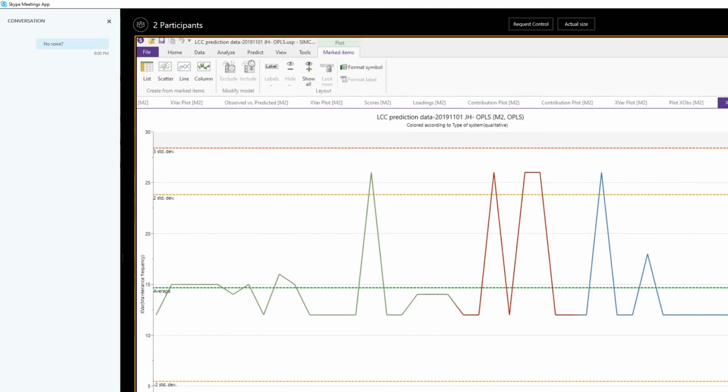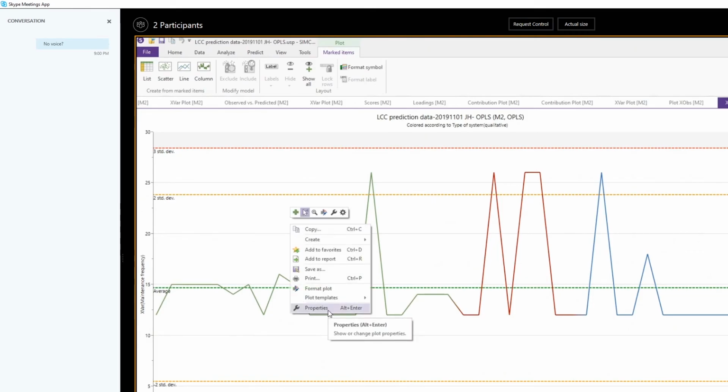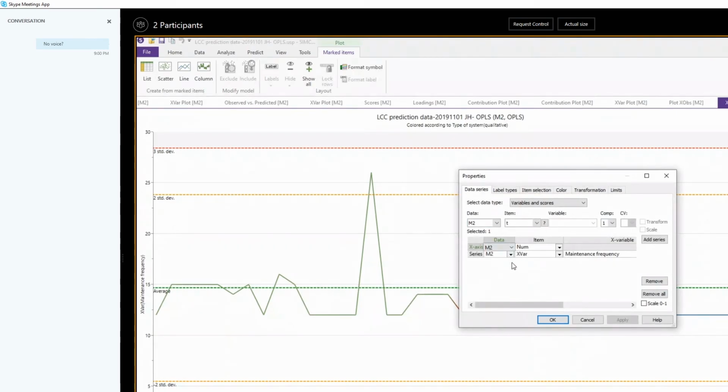Sometimes there's a way, I've forgotten now how you do it, but there's a way that you can add two variables onto the same plot, and it can sometimes be good to just show you. Let's see.